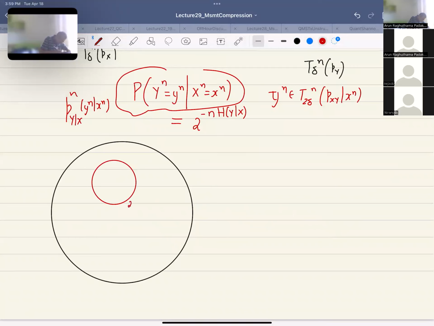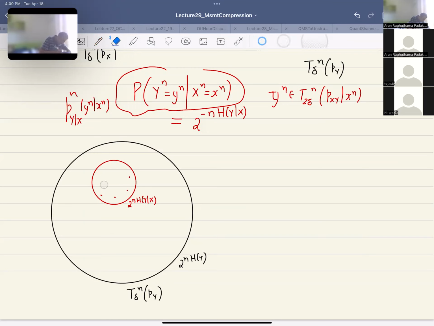So this is 2 power n h of y given x. I'm just bloating up the same typical set. Okay. The total size is 2 power n h of y. Okay. Suppose something like this happens. Okay, what I will do, I will take this red ball, all the sequences in this red ball.